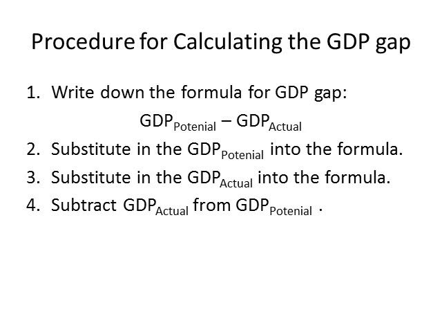The procedure for calculating the GDP gap is as follows. First, write down the formula for the GDP gap, which is GDP potential minus GDP actual. Second, substitute the potential GDP into the formula. Third, substitute the actual GDP into the formula, and then subtract the actual GDP from the potential GDP.